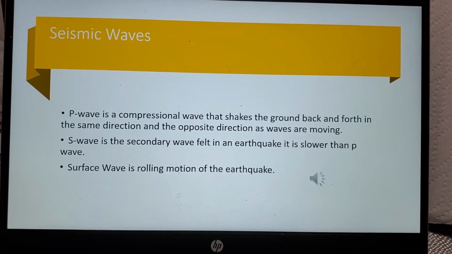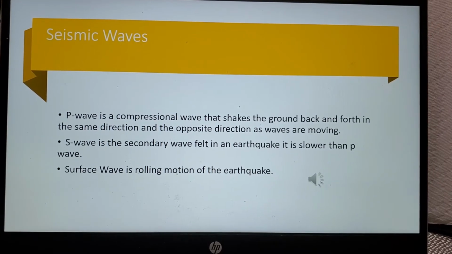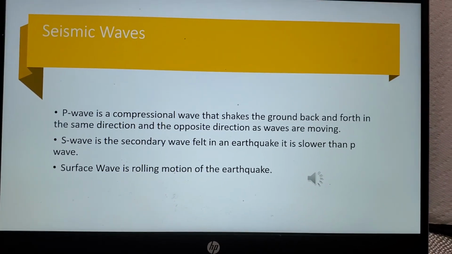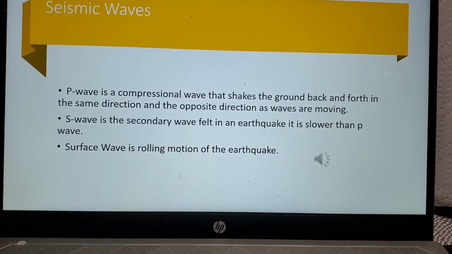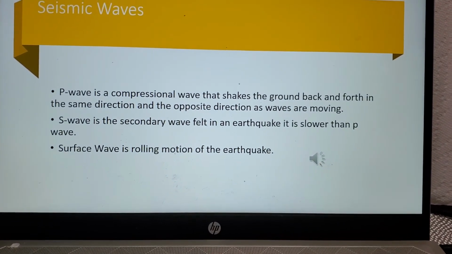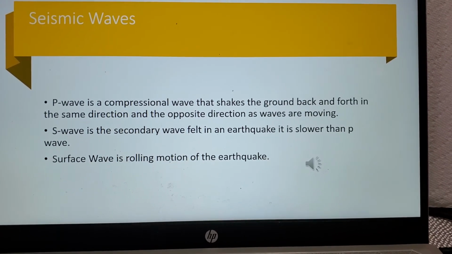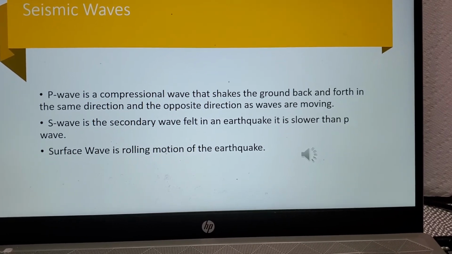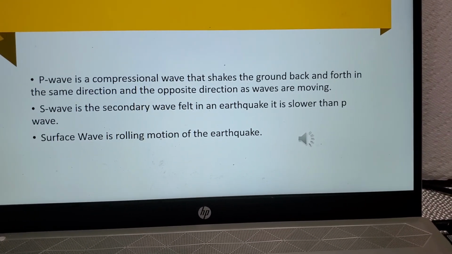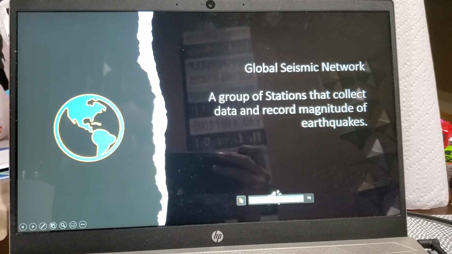Seismic waves. What are the types of seismic waves? There's a P wave, an S wave, and a surface wave. The P wave is a compressional wave that shakes the ground back and forth in the same direction and the opposite direction as the waves are moving. The S wave is the secondary wave felt in an earthquake. It is slower than the P wave, and the surface wave is the rolling motion of the earthquake.